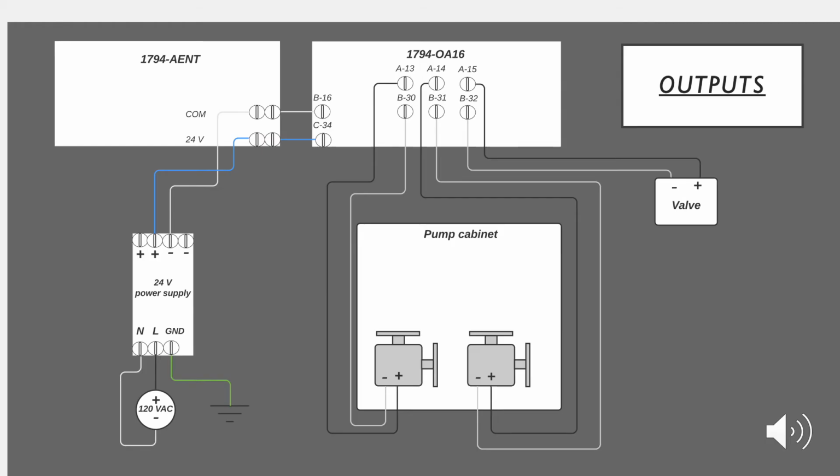Here we have the wiring diagram for the output side of the system. So same as with the inputs, we have a 24-volt power supply powering an Ethernet card, which communicates with the PLC processor. In this case, however, we have a 1794 OA16 PLC module, which is a 120-volt AC output. And these are connected to the two chemical pumps and the valve, and they turn on and off the chemical pumps and open and close the valve whenever those outputs are activated or deactivated.